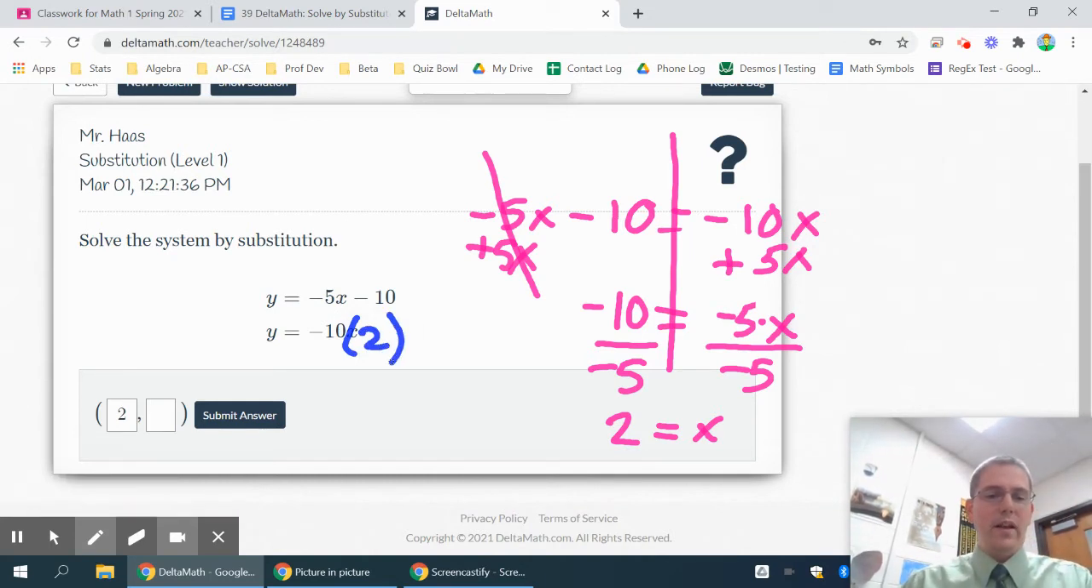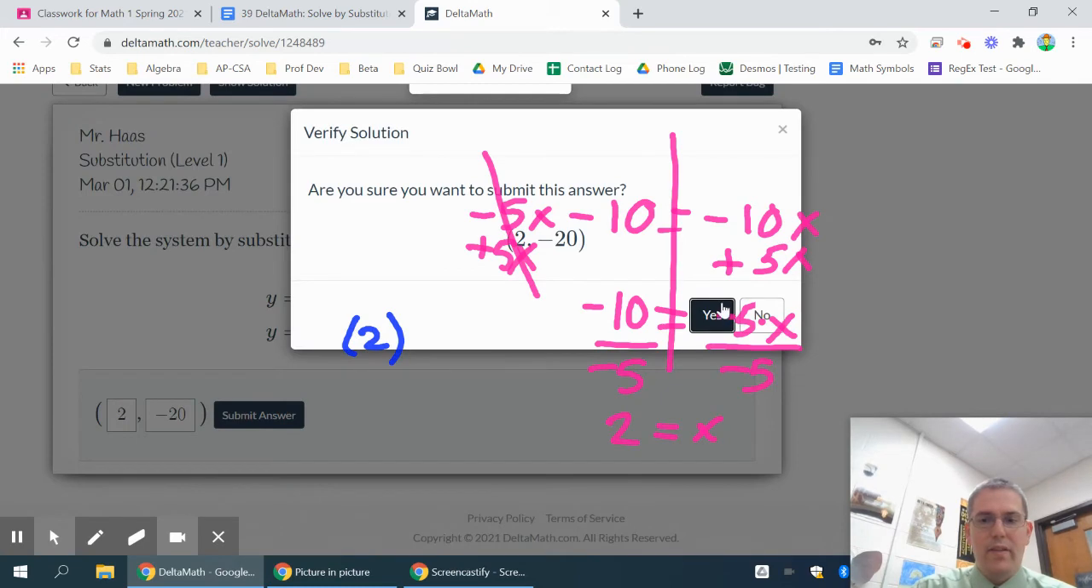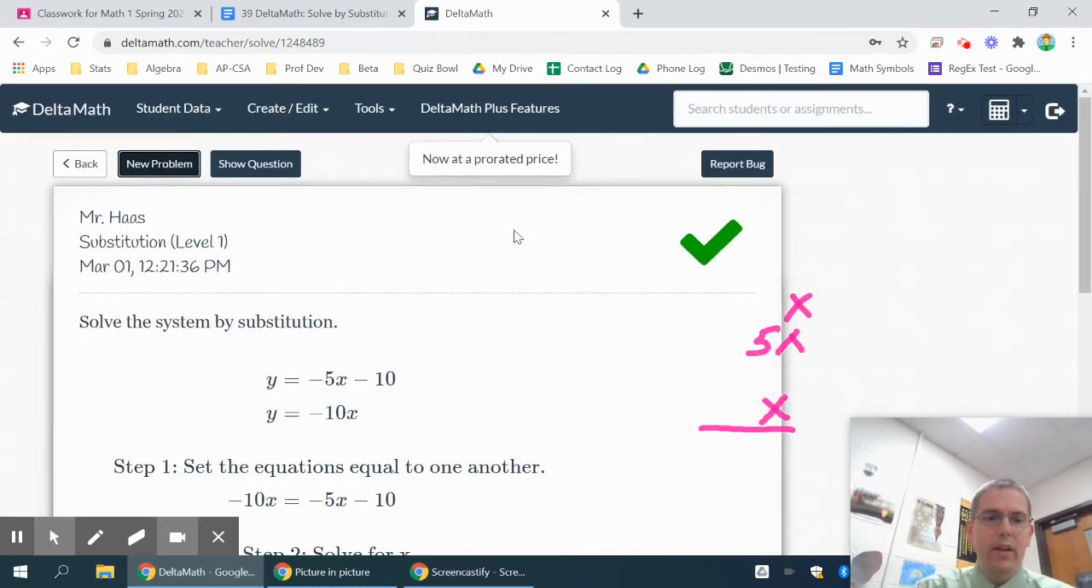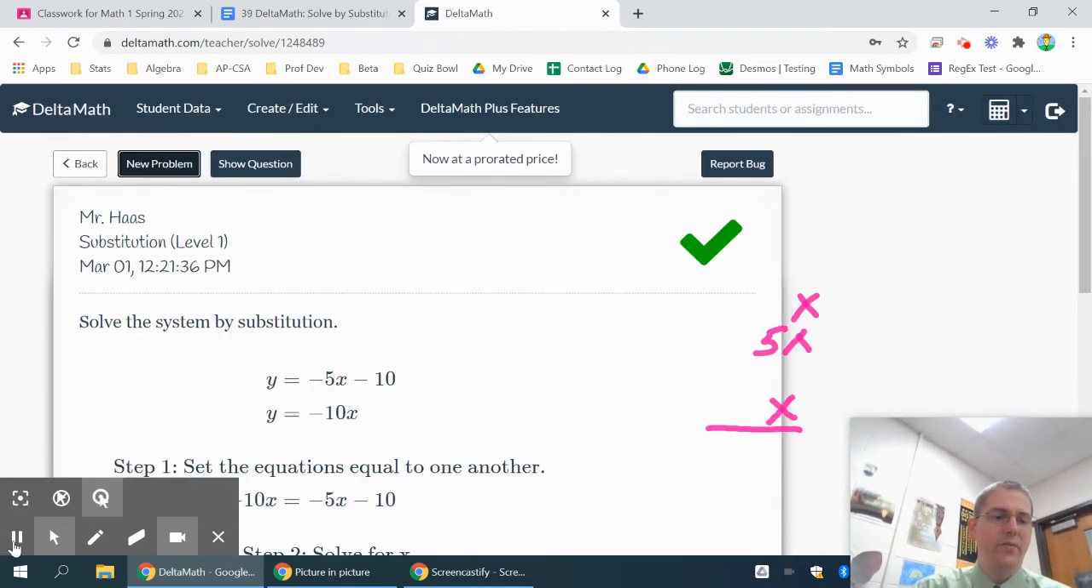So negative 10 times 2, the x is completely gone. Negative 10 times 2 is negative 20. That's what it means to substitute, to replace a variable with a different value. And that should be the correct answer. We'll see. It is. Let's try one from the next section.